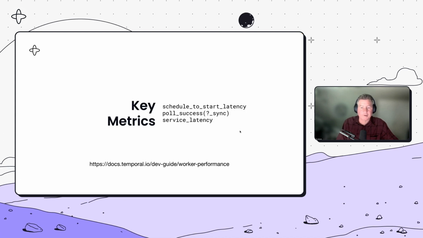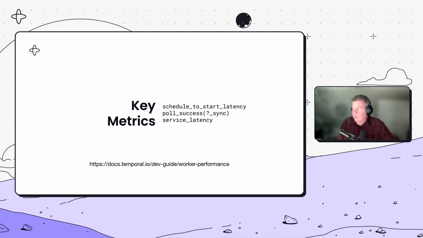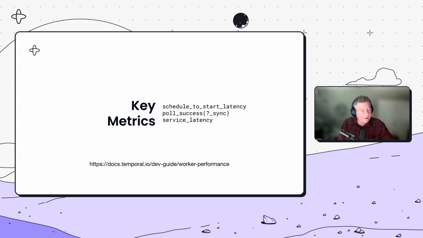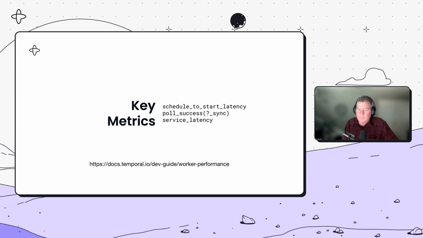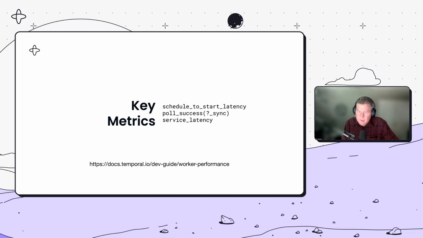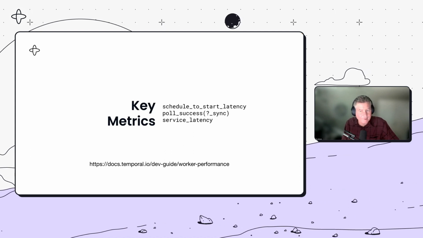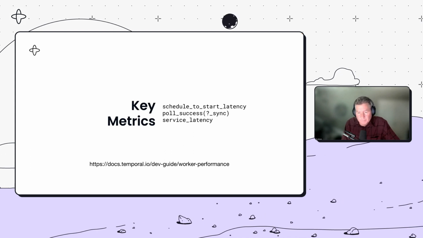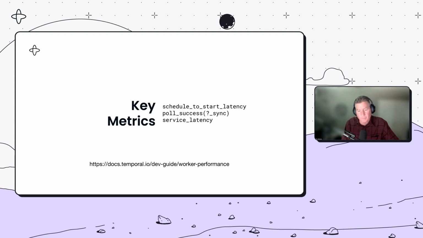There we go. All right, so we've gone through some worker fundamentals. Now let's jump into a few key metrics and some scenarios on some questions that we might be asking with some very, very important metrics that you should be watching. These are the schedule to start latency, the poll success or poll success sync, what we call a sync match metric, and then just general service latency. How do I know that Temporal itself is even performing?